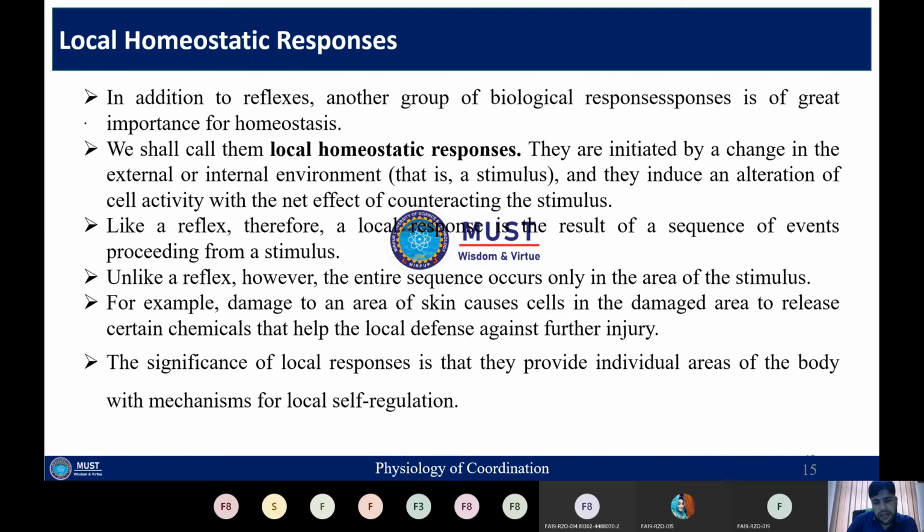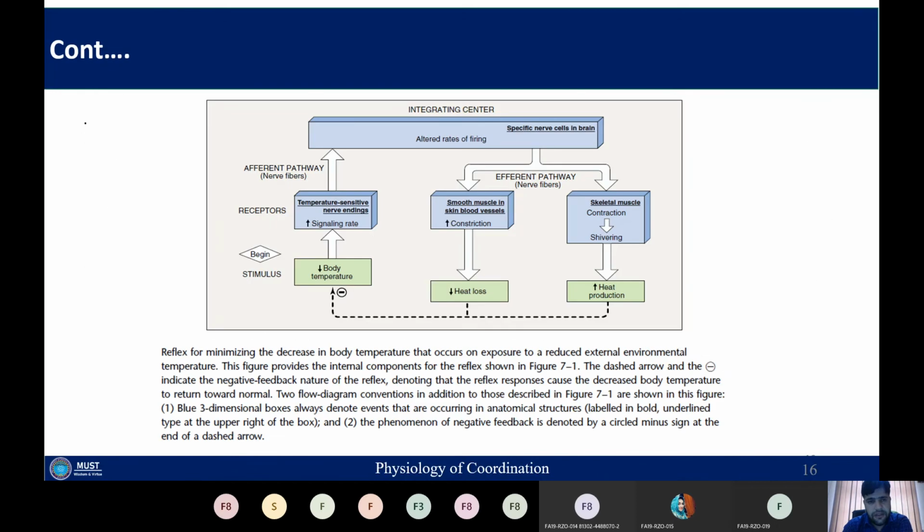So this is what we can call a local homeostatic response. The stimulus is any type of injury or cut induced to your body, and in response to that stimulus your body will produce specific chemicals, and those chemicals will result in the formation of a protective layer on the skin. That protective layer will protect the body against further injury, and it can also protect against entry of certain microbes. So the significance of the local response is that it provides an individual area of the body a mechanism for self-regulation.